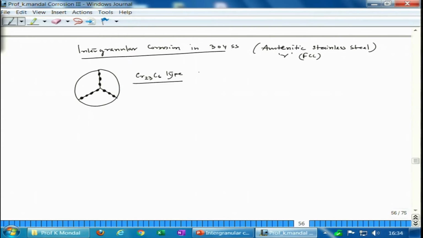Now, if we try to find out the chromium content and carbon content, chromium is close to 18%, let us say, in the base metal, and those are all in solution, or we can say solid solution chromium content, and nickel 8%, which is also in solid solution, and carbon, which is 0.08%, which is also in solid solution.